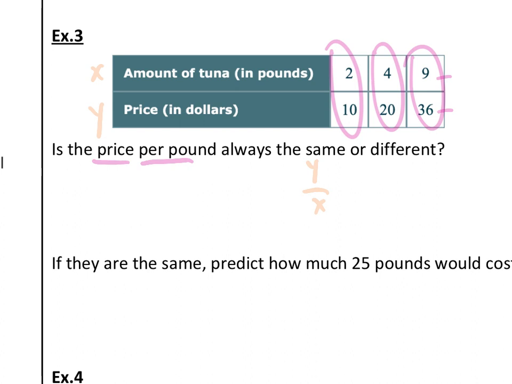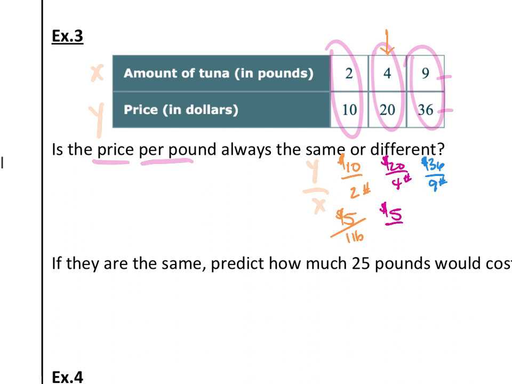Okay, so when I look at this, I'm going to ask myself, well, for 2 pounds of tuna, that's going to be $10 for 2 pounds. For 4 pounds of tuna, that's going to be $20 for 4 pounds. And then for 9 pounds of tuna, we pay $36 for 9 pounds of tuna. We want to make these a unit rate, right? You just practice making a unit rate. So for the 2 pounds, we wind up paying $5 per 1 pound, right? For the 4 pounds, we wound up paying $5.